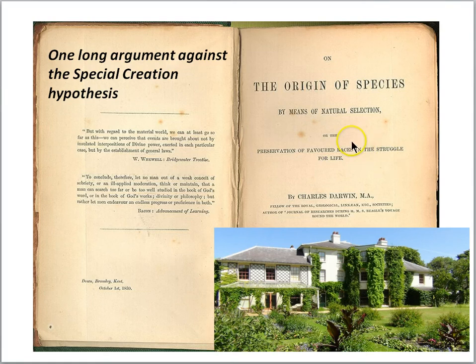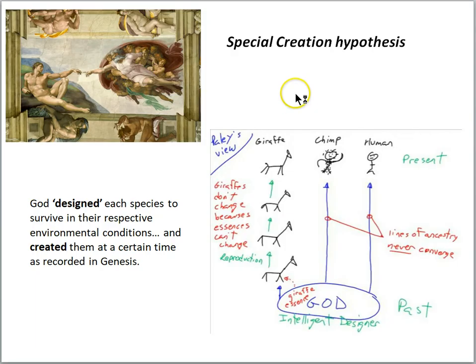In this lesson, we'll take a look at some of the evidence that Darwin brings to bear on the question of species change. In his famous book, he's going to make one long argument against the special creation hypothesis. Now, what is the special creation hypothesis?